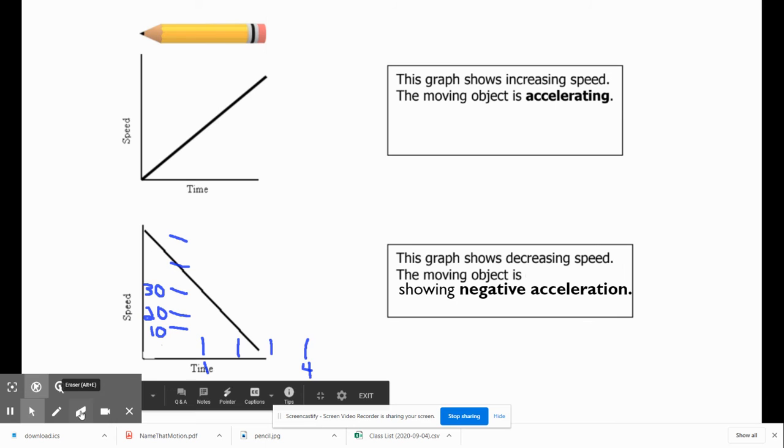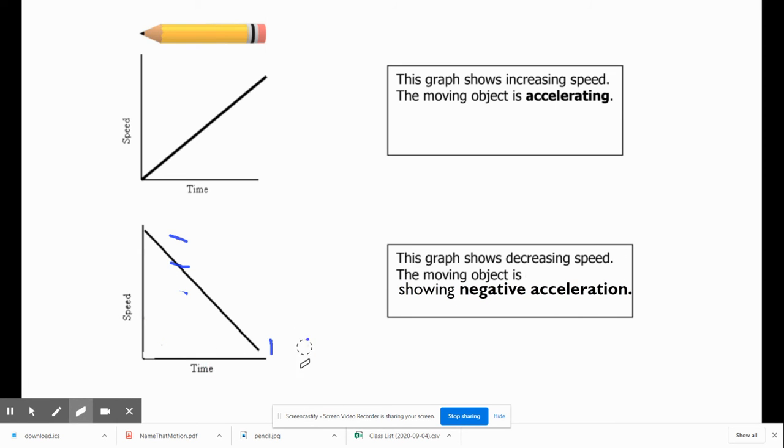Oh, let's see. Sorry, I'll have to get my eraser. I didn't realize that would go to the next little thing. Goodbye, goodbye, goodbye.